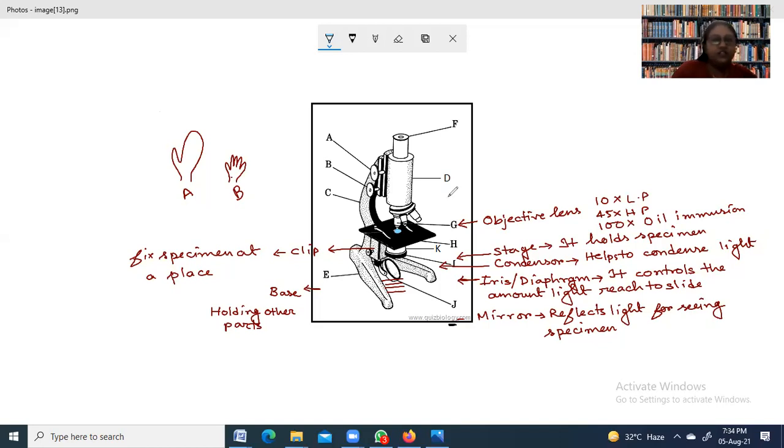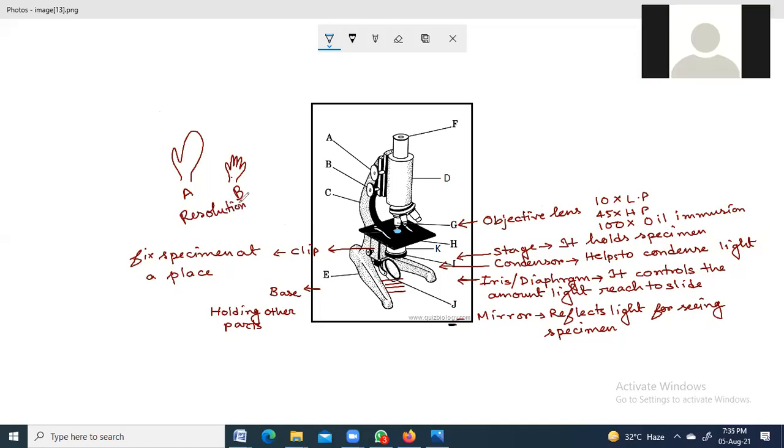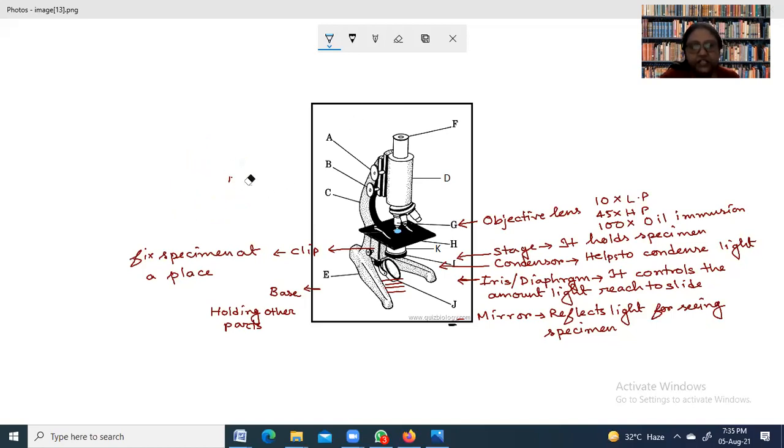So this terminology is called resolution. So the resolution of a microscope should be good. Otherwise, it's of no use. The resolution of a microscope is one of the most important properties apart from magnification. Magnification is required, but apart from that, resolution is also required. So these objective lenses are magnifying things 10 times, 45 times and 100 times.